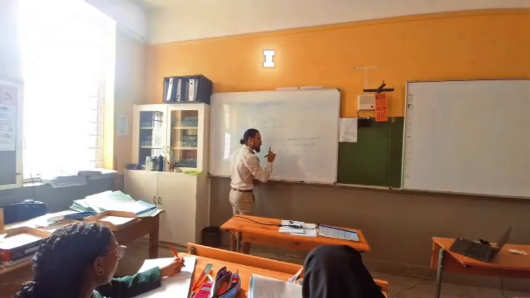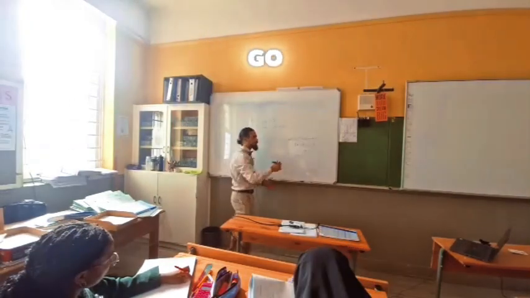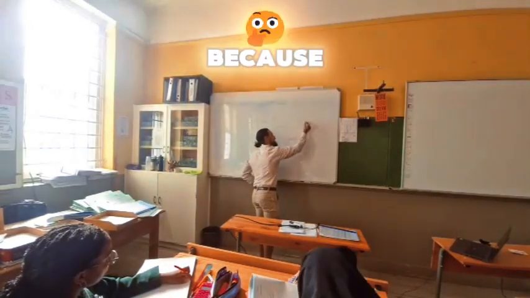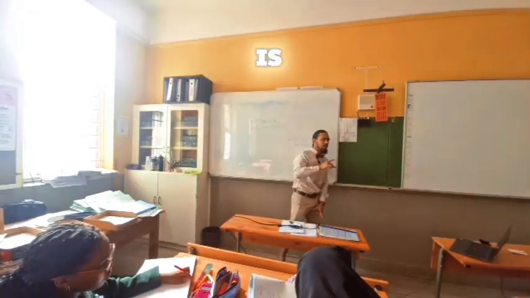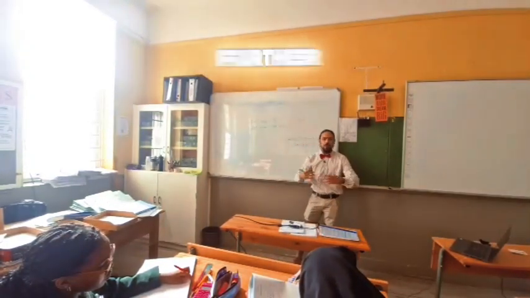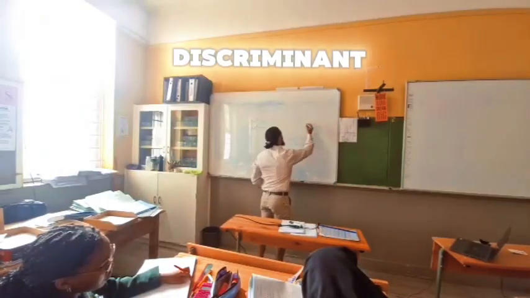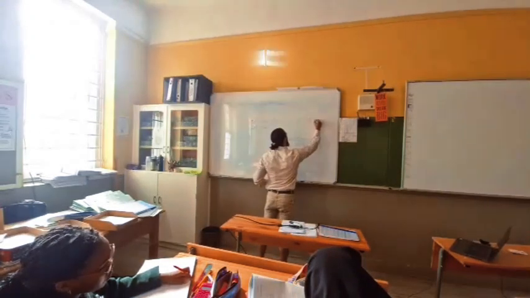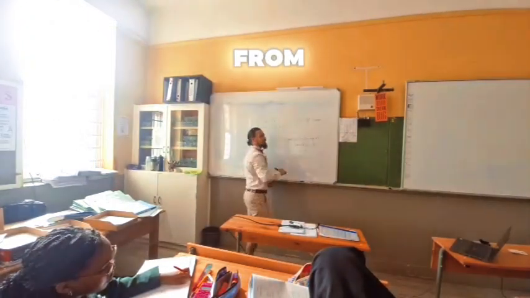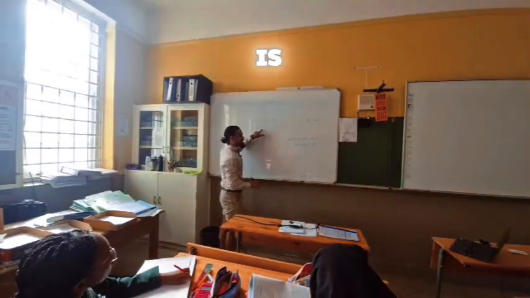Now, the first thing that I always tell my learners to do is work out the discriminant, because if the value of the discriminant is negative, you don't have to work any further. The discriminant is b squared minus 4ac. Where are those variables coming from? This is the a value, this is the b value, and that is the c value.